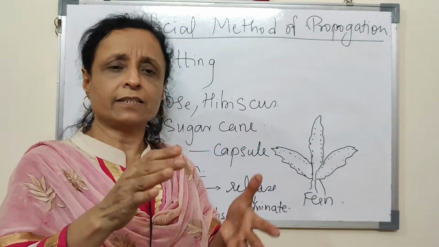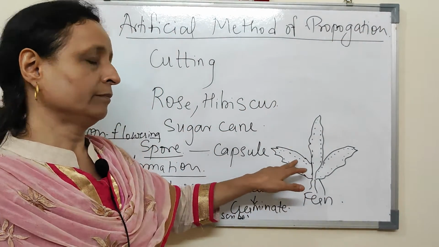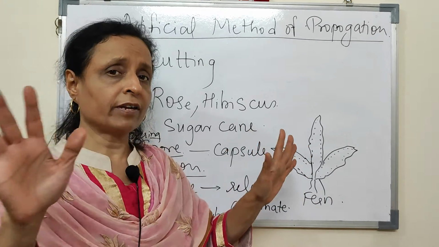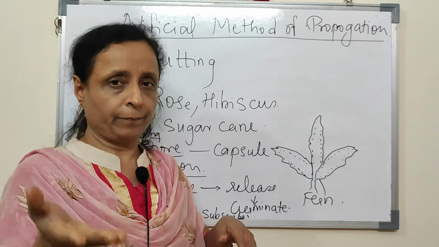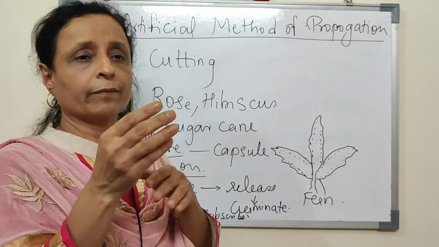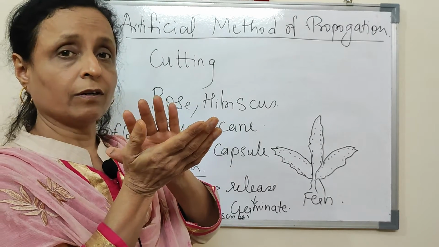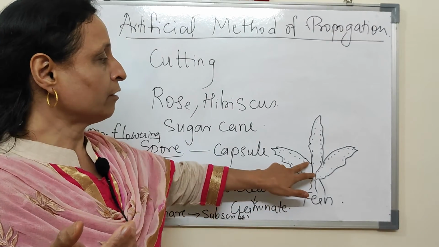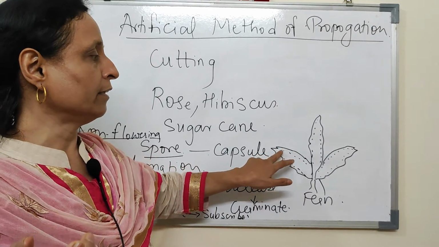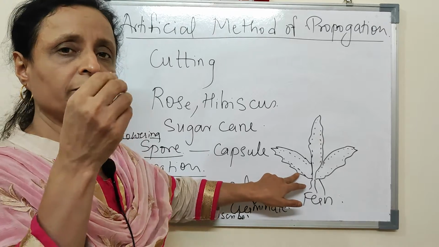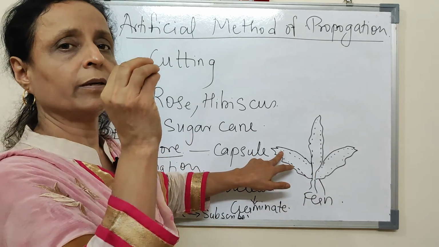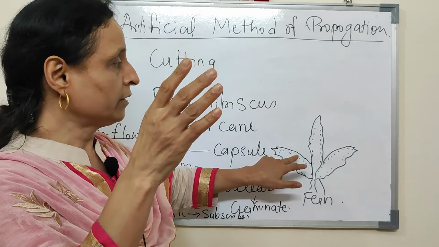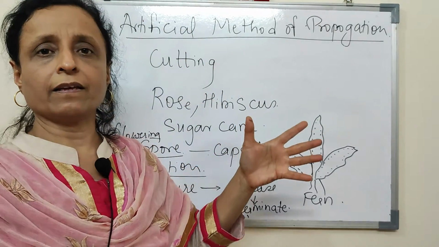Now, there are small plants like fern, which are non-flowering plants. They do not flower. But if you take a leaf, on the other side of the leaf, there are small dots which you will see are green in color. As it matures, it will turn brown. When it turns brown, it bursts. It will burst and then will be there in the air.